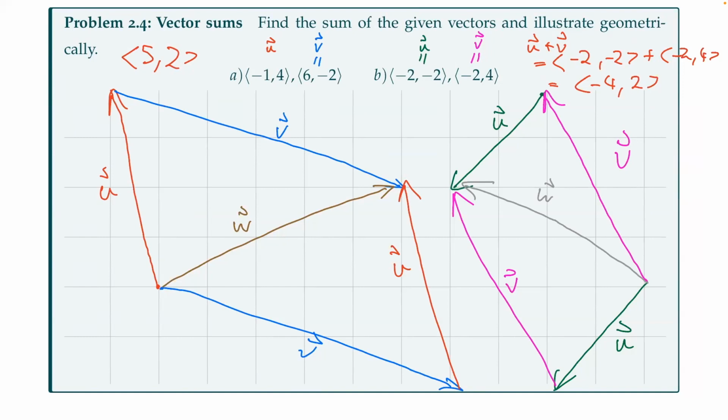Yep, so that's exactly what I did up, if I highlight this bit up here. I've just added the -2 and the -2 to give me the -4, and then -2 plus 4 to give me the 2. Sorry, a little bit louder.